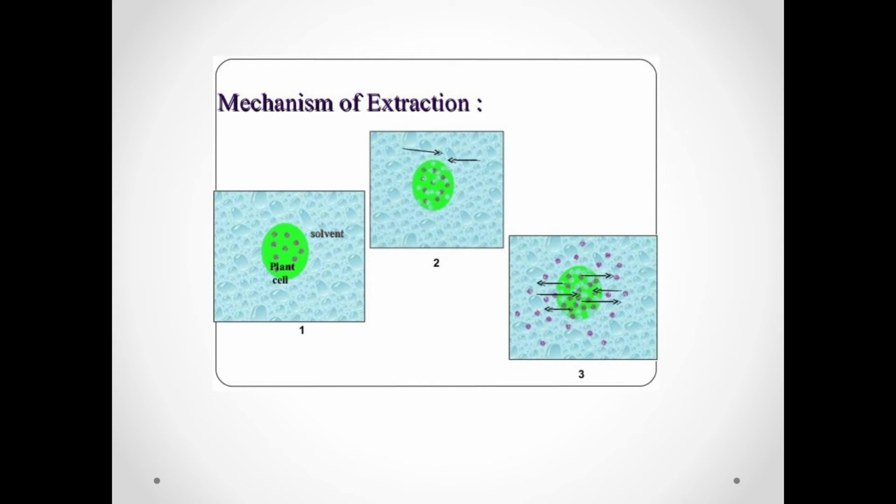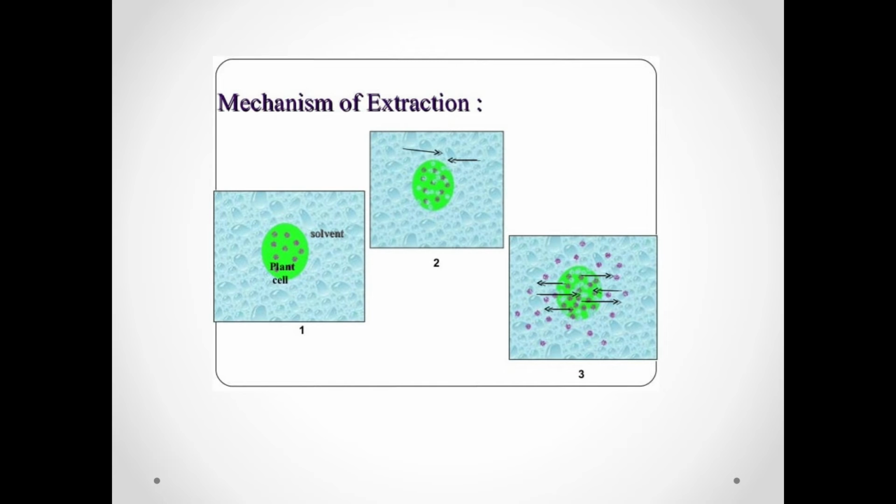The next slide is related to the mechanism of extraction. There are three main images you can see here. The first image shows the green colored plant cell, and the blue color indicates the solvent. In this first condition, the solvent penetrates into the plant cell by diffusion. In the second figure, we can see that the solvent has penetrated into the drug and dissolves the active constituents into that solvent.